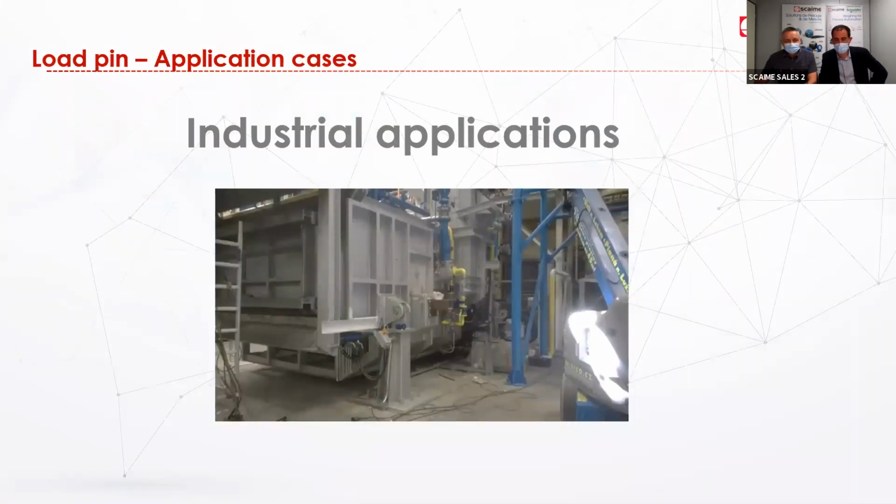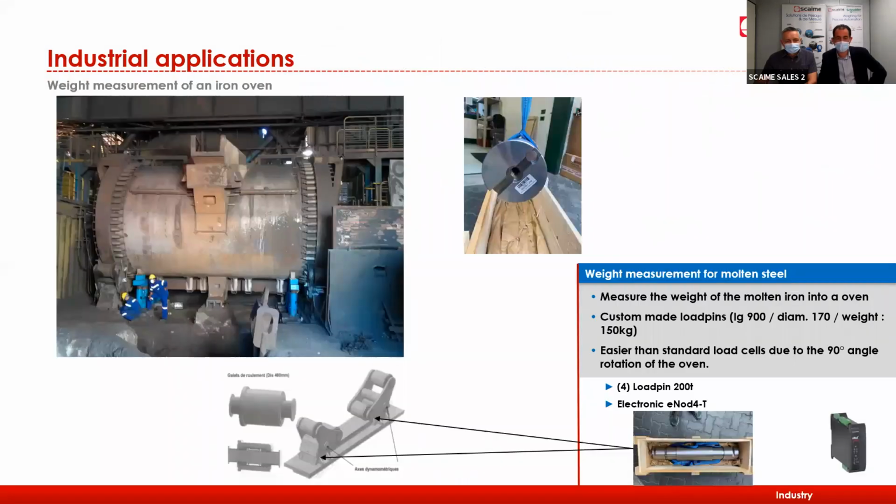Now, industrial applications. As you can see from this application, this was the monitoring of a molten steel oven, which was equipped with very large load pins, because each load pin was about 150 kilogram, having a length close to 1 meter. You can see a picture of the load pin here, and the load pins were connected to inert 4 electronics.